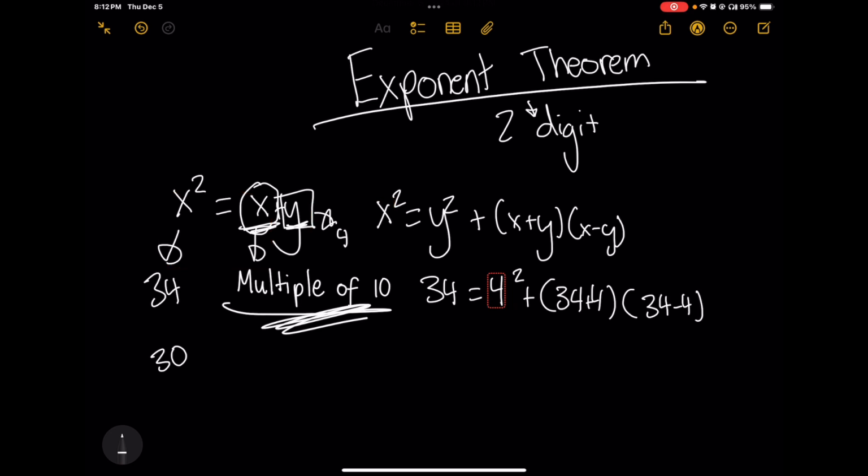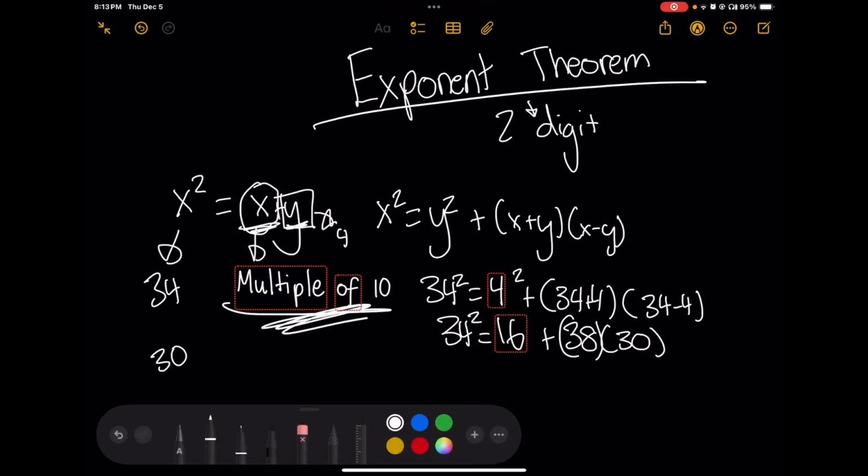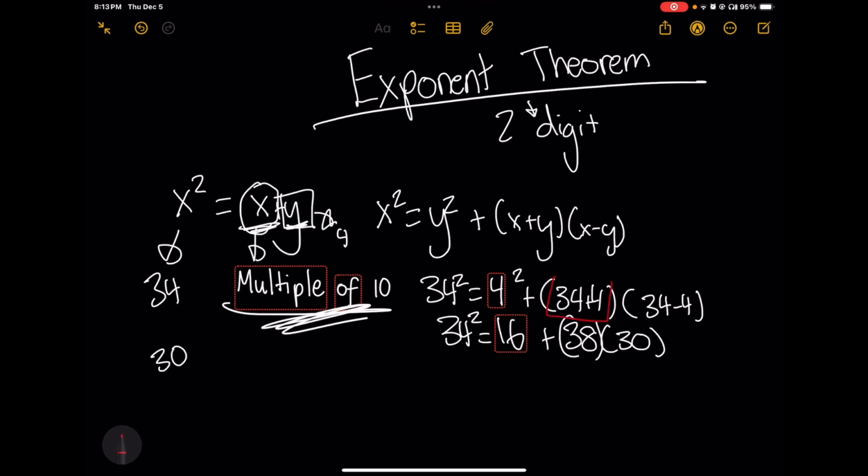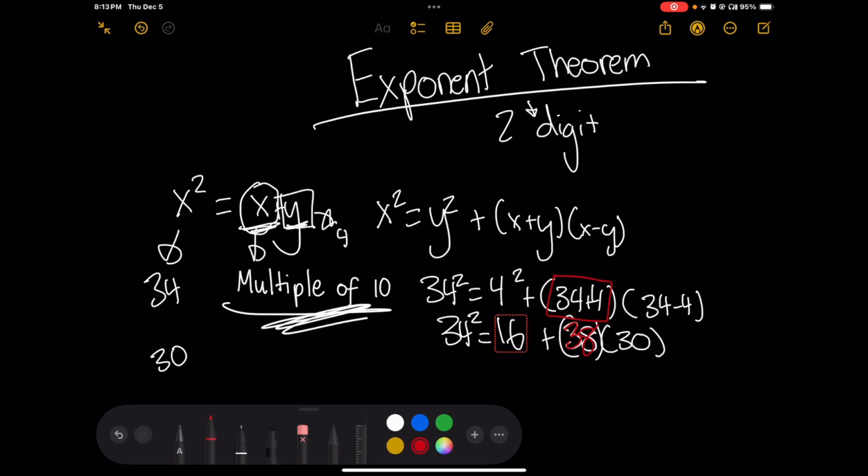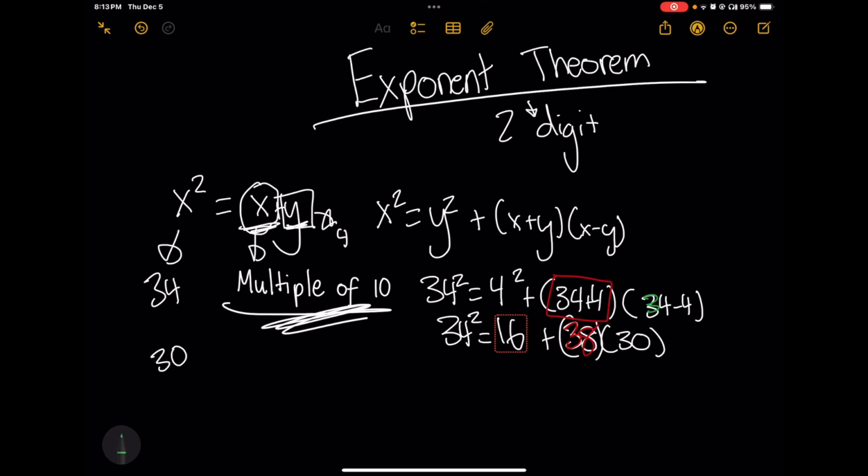I know a lot of you must be wondering, how does this actually speed up the process? Well, really quickly, you can already say 34 squared equals 16 plus 38 times 30, right? Because this is 34 plus 4, which becomes 38 here, and this is 34 minus 4, which becomes the 30 you see here.